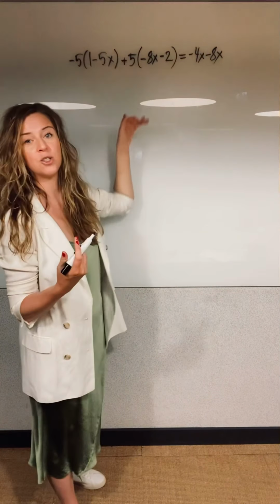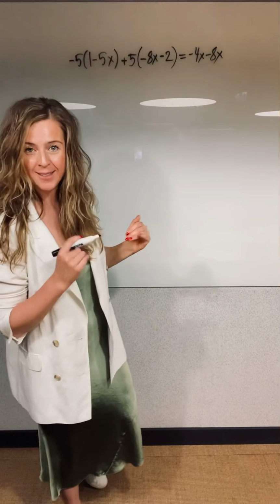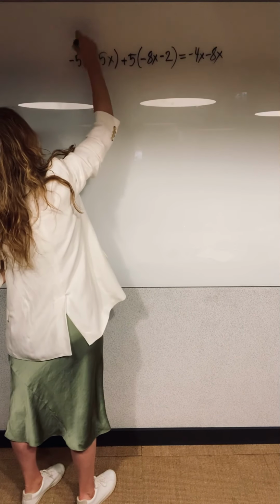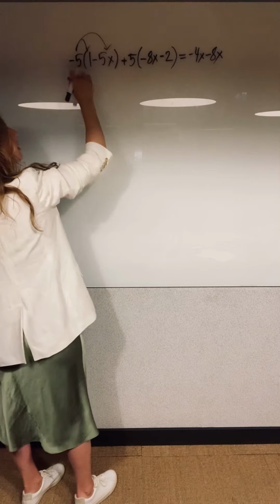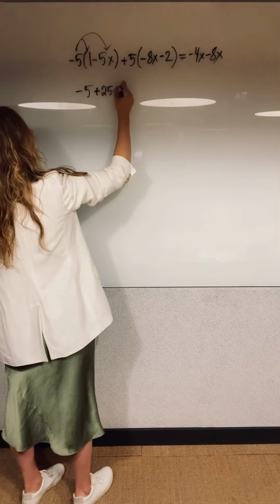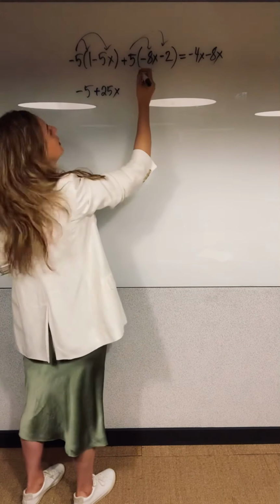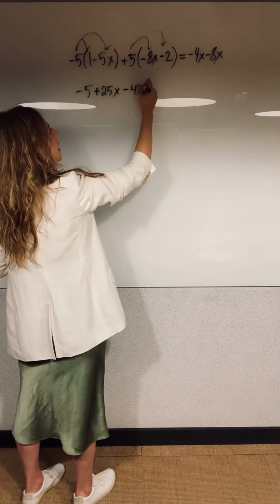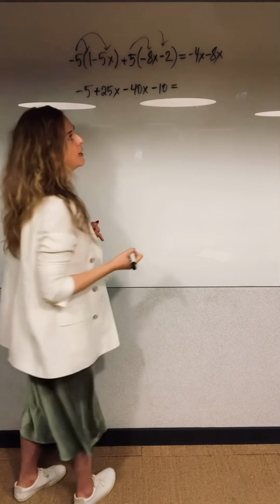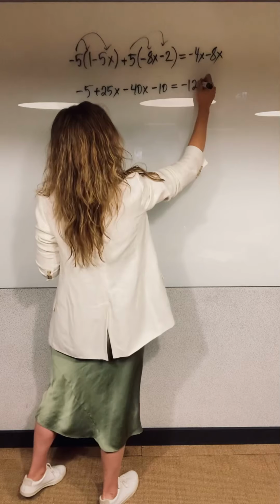The strategy is to put all variables on one side, all numbers on the other side, divide, and see what happens. Anyways, let's go. So -5 times -1 is positive 5, not -5. Negative times a negative is a positive, so plus 25x. Now this 5 goes to both of these terms, so negative 40x. Now 5 times -2 is -10. And then negative 4x minus 8x, we collect like terms, and it is negative 12x.